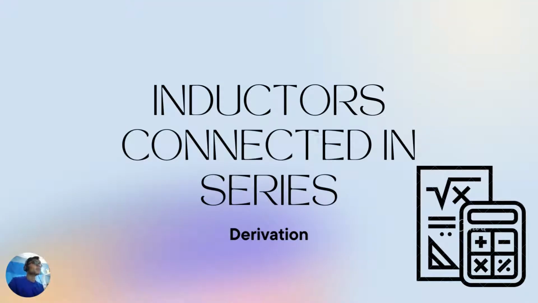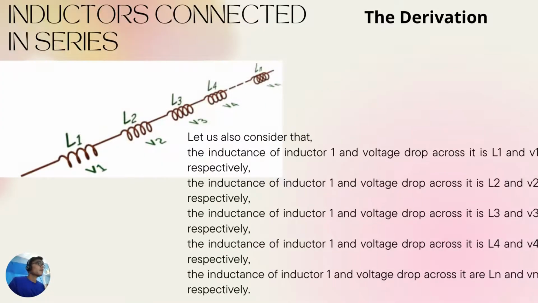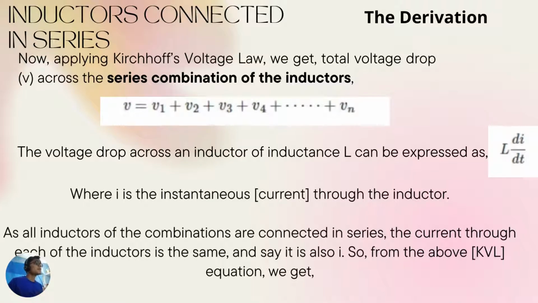So how do we derive this for inductors connected in series? Let's understand. Let's assume there are inductors L1, L2, L3, L4, L5 with voltages V1, V2, so on to V5 respectively. Now applying Kirchhoff's voltage law, we get the total voltage drop V across a series combination of inductors. The voltage drop across an inductor of inductance L can be represented as L di by dt, where i is the instantaneous current through the inductor.